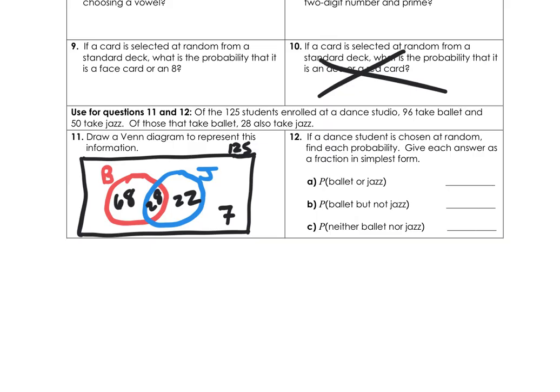Okay. Doing that first is pretty important because I'm going to show you that when I do one of these problems, for instance, if I do C, what's the probability that the student I choose does neither ballet nor jazz? Well, we've already figured out what that number is, right? We said there are 7 people that don't do those types of dance.